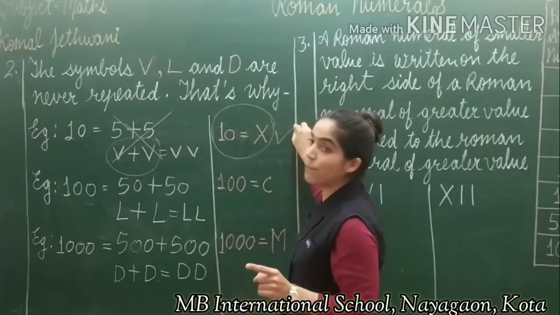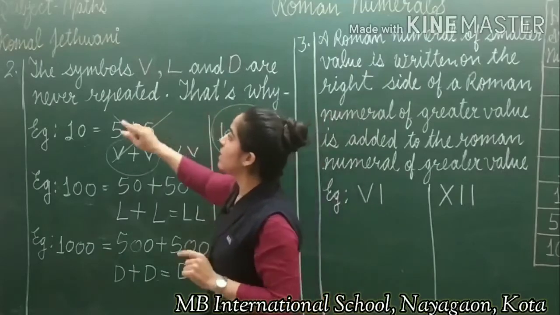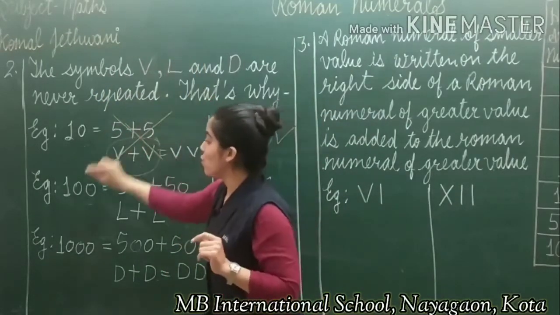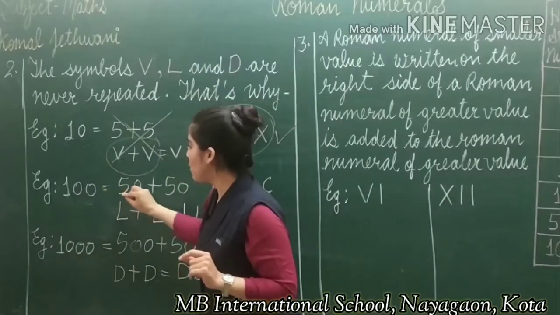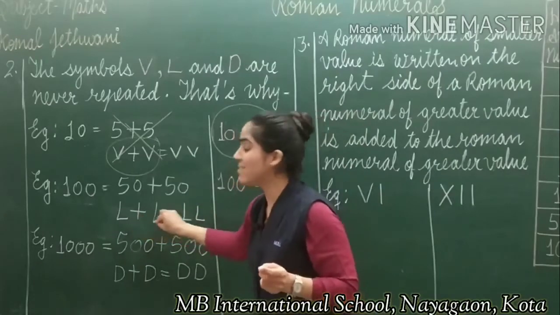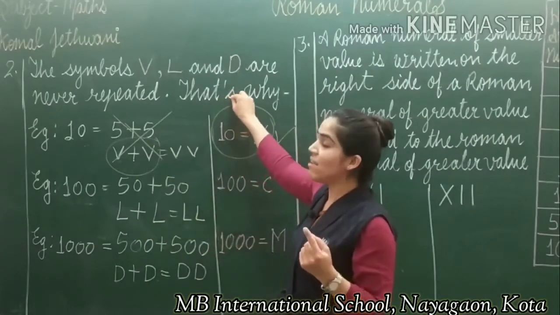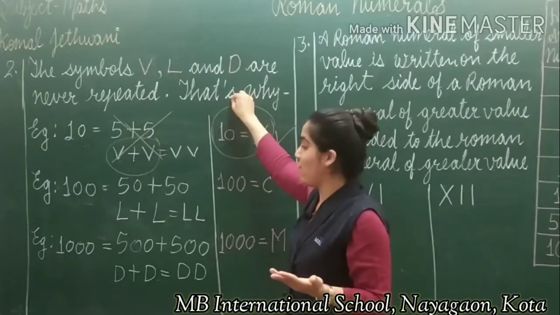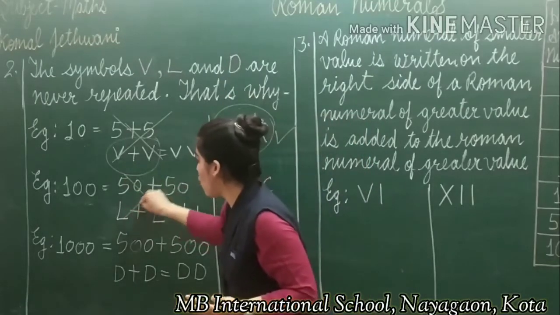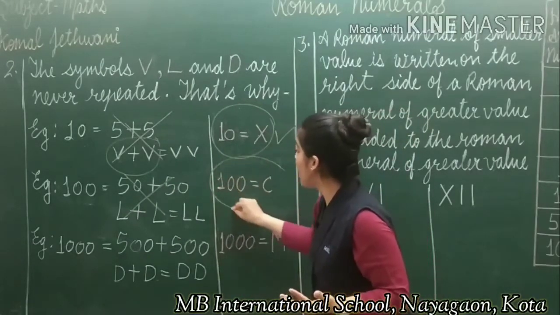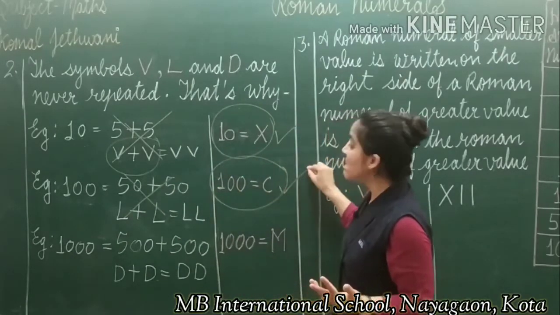This is the right format of 10. Again, read the rule. The symbol L means 50 and it cannot be repeated. Here is the example of 100. 100 can also be made by adding 50 plus 50, but we would have to write L plus L two times, and as per the rule we cannot write L two times, we cannot repeat L, 50. So this is absolutely wrong. That's why we write 100 as C. The symbol of 100 as a Roman numeral is C.